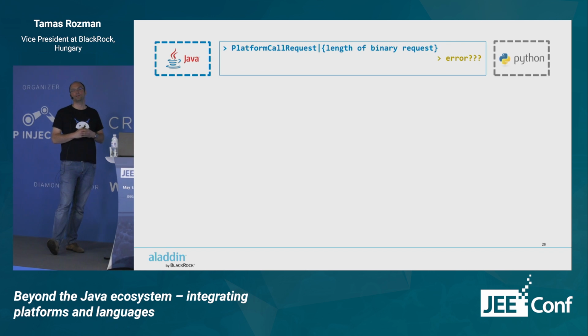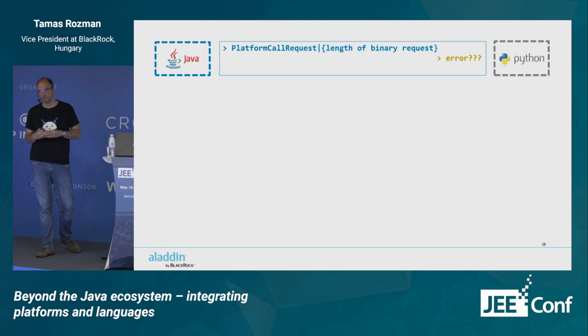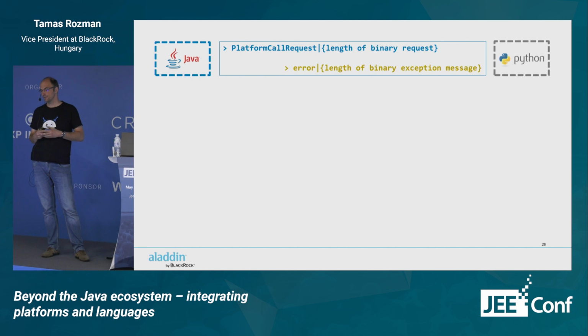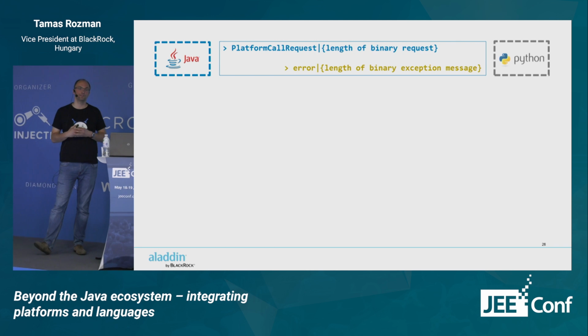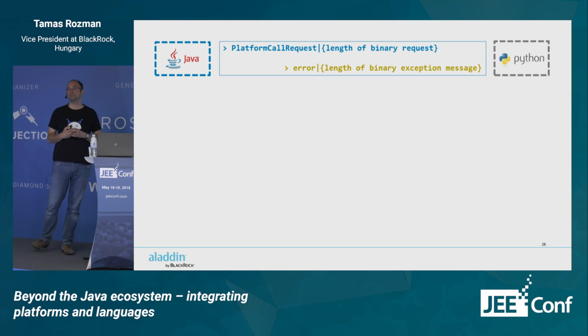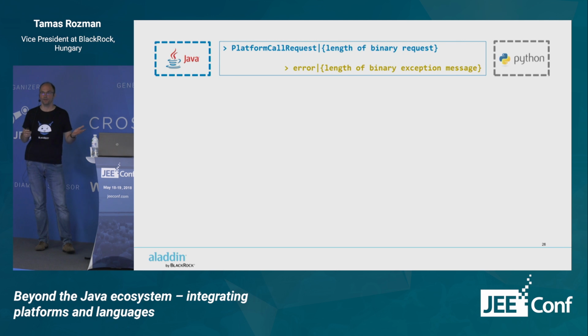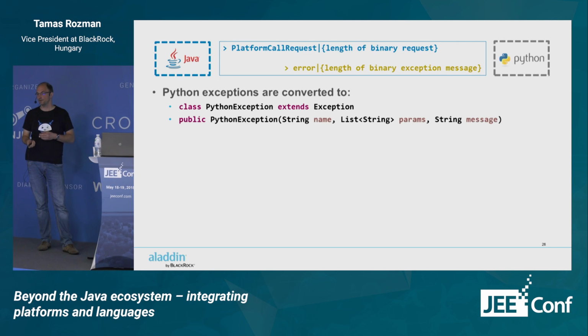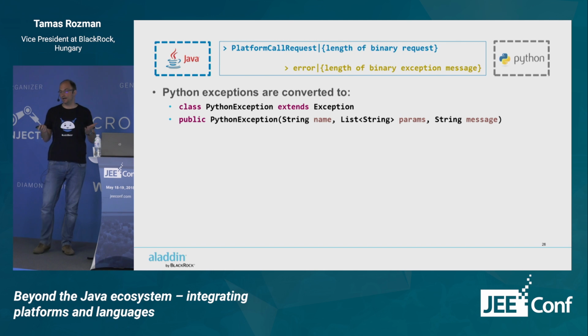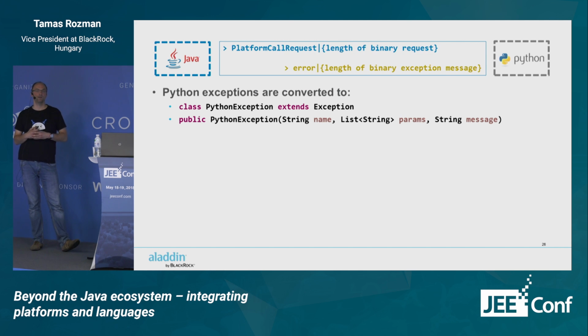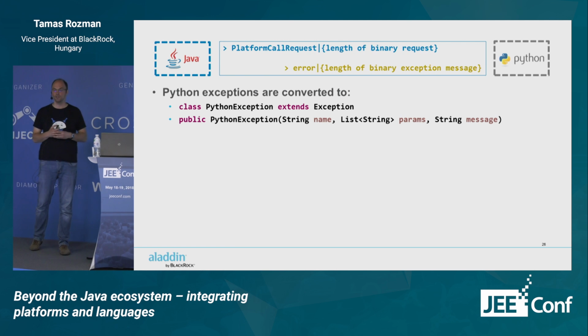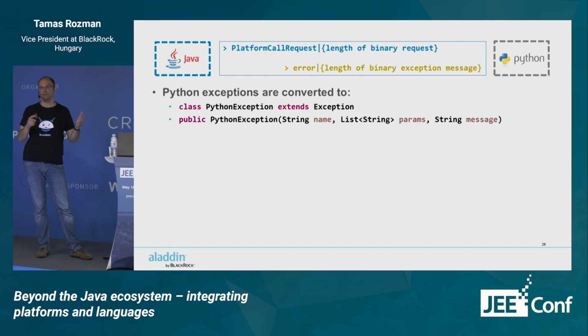This is good, but what if we have some kind of an error during the processing? It's easy. Instead of returning success, we return error, and we write the error message into the memory map file again. It's pretty similar, which means that we can have a proper Java exception containing the data from the Python exception. Luckily, Python has an exception handling mechanism similar to Java's, so every exception has a name, a list of parameters which we convert to strings, and a message.